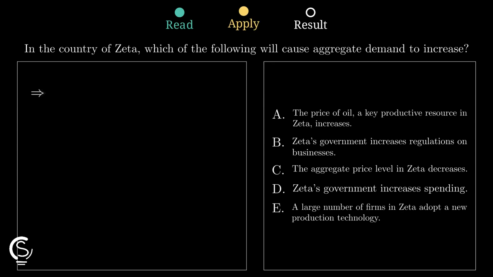An increase in government spending is literally one component of aggregate demand. So when the government spends more, total planned spending rises and the aggregate demand curve shifts right.